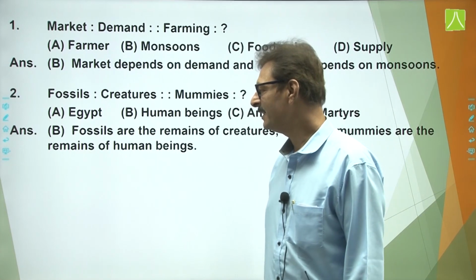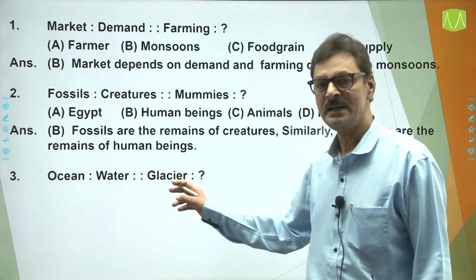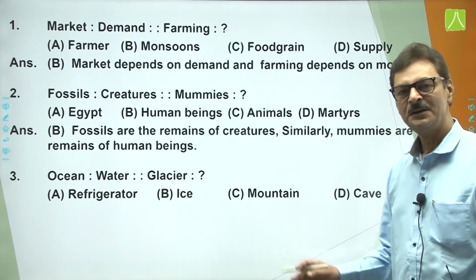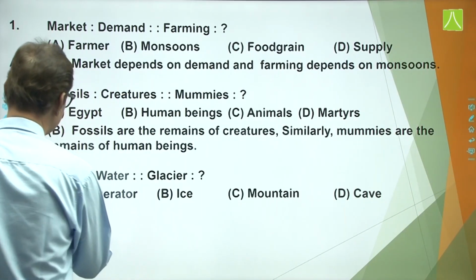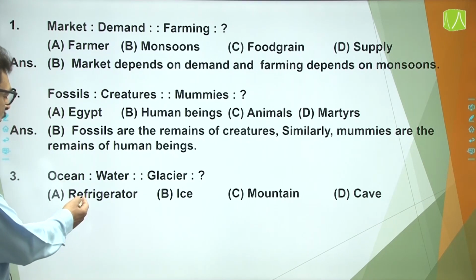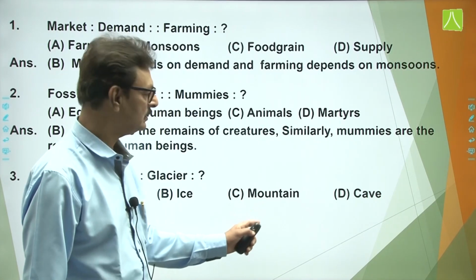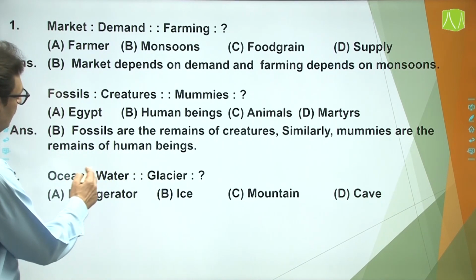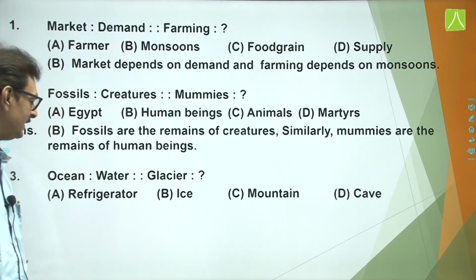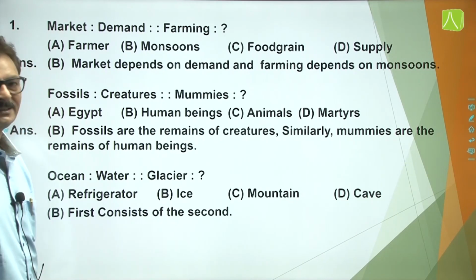Yes. Interesting. Next, ocean is to water, glacier is related to what? Refrigerator, ice, mountain or caves? Look at these words, ocean, water. Ocean is full of water. Similarly, glacier, does it have anything to do with a refrigerator? Not at all. Is it to do with mountains? But which mountains? Mountains of snow are called glaciers. Caves, also not. So ocean is full of water, and glacier is full of ice. The correct option is B, that is ice, because the first consists of the second. Ocean consists of water, similarly glacier consists of ice.